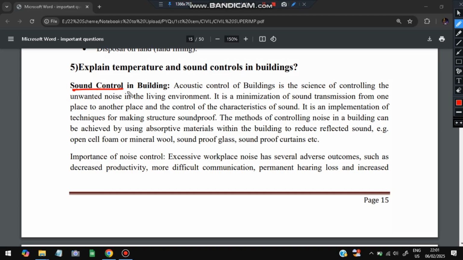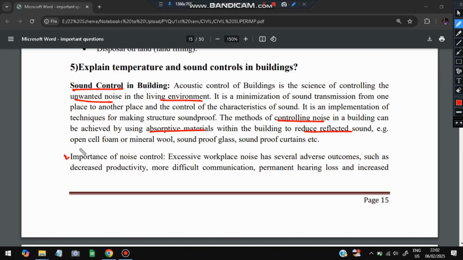Sound control means how sound is controlled in a building. Acoustic control of buildings is the science of controlling unwanted noise in the living environment. It means if somewhere outside some neighbor is fighting, we will not be able to hear it inside the room. That is done by noise cancellation. Controlling noise in a building can be achieved by using absorptive materials within the building to reduce reflected sounds. The type of material used to build the walls and the doors is very important, because it plays an important role in cancelling out the unwanted noise.